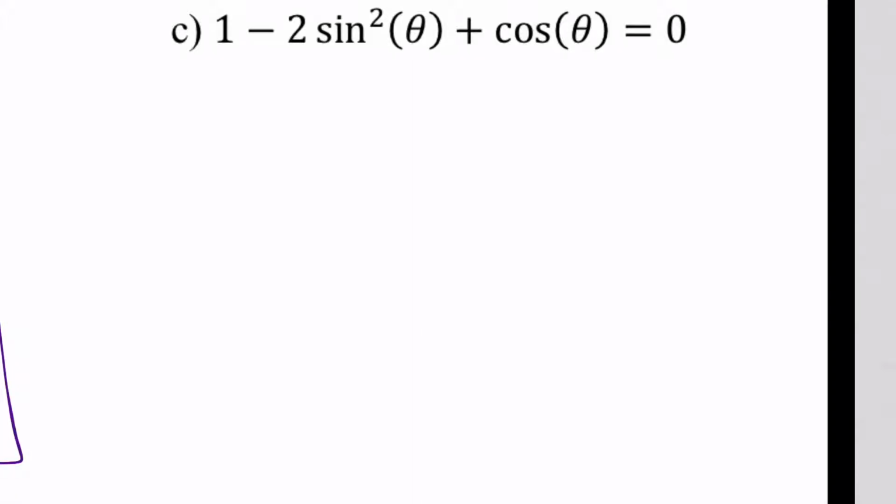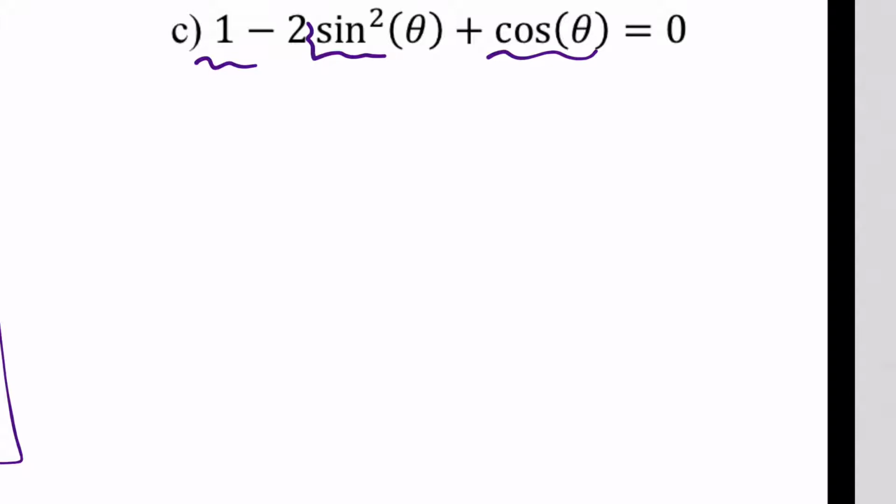Alright, this problem is a tricky trickster. Same deal, we want to solve it. We want to find the solutions to it, x-intercepts if you're thinking of this as a graph. And how do we do that? Well, I see I have a squared term, a not squared term, and a constant term, which means I'm dealing with a quadratic equation here.